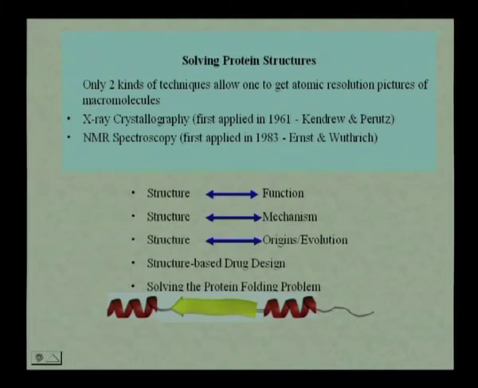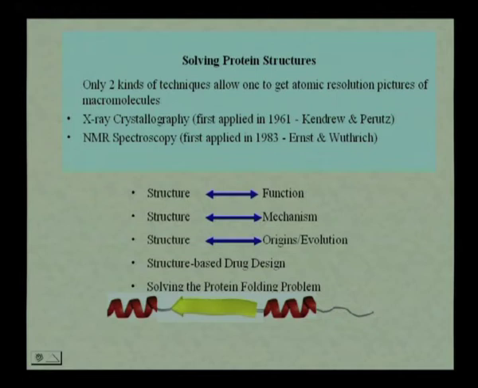Now, there are two techniques available. One is X-ray crystallography and the other is NMR spectroscopy. Now, X-ray crystallography is by far the only method that is still taken to date as the method to solve a protein structure, but NMR spectroscopy is actually very fast catching up. Now, the difficulty of X-ray crystallography is getting a crystal.